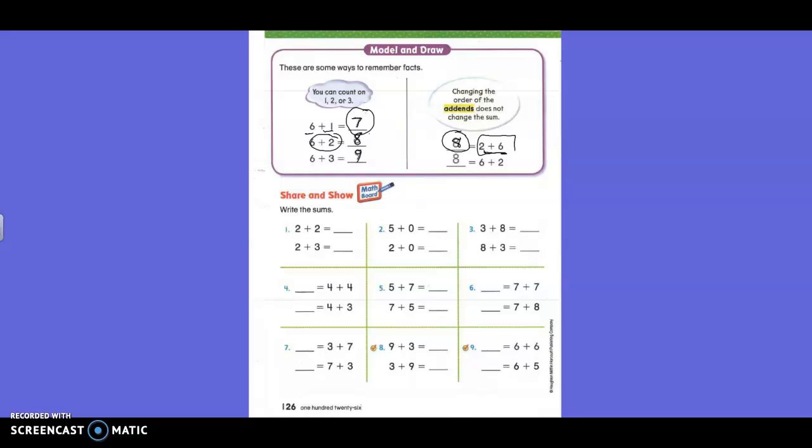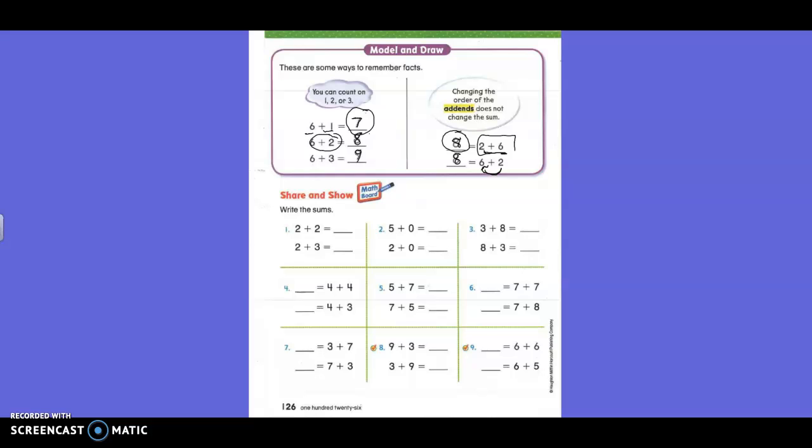And then they have 6 plus 2. The addends are switched again. 6 is first this time. And 8 is still the answer. Okay? Alright, so let's do share and show. I usually have you do this with partners, okay? I know Mrs. Wagner didn't do that, but I'm going to have you do that. We'll do number 1 first together, though, okay?